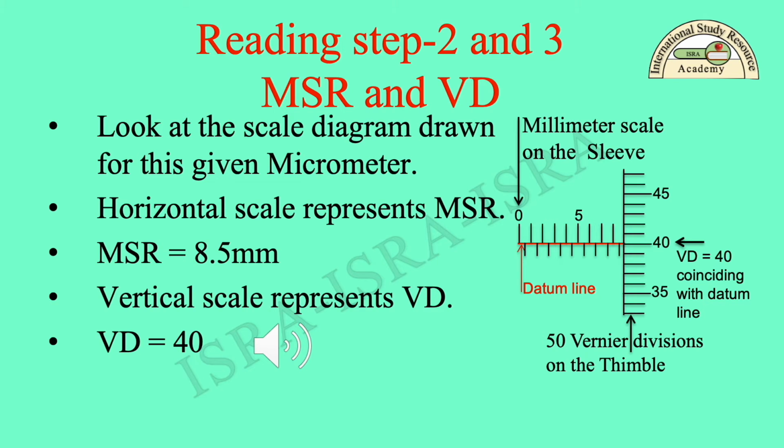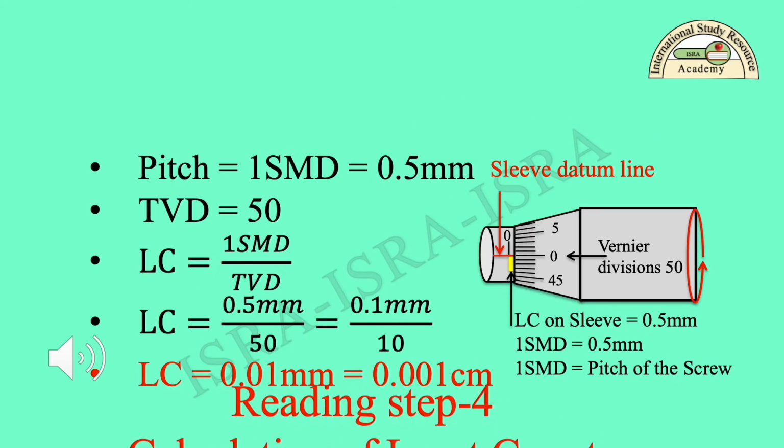Reading Step 2 and 3 together, MSR and VD. Look at the scale diagram drawn for this given micrometer. Horizontal scale represents MSR. MSR is equal to 8.5 mm. Vertical scale represents VD. VD is equal to 40.